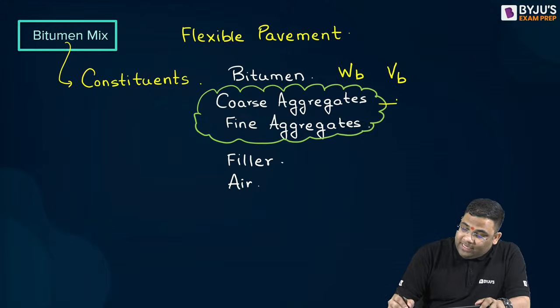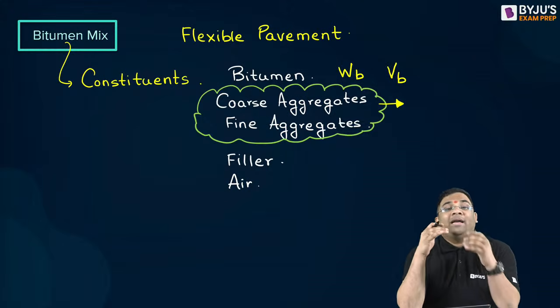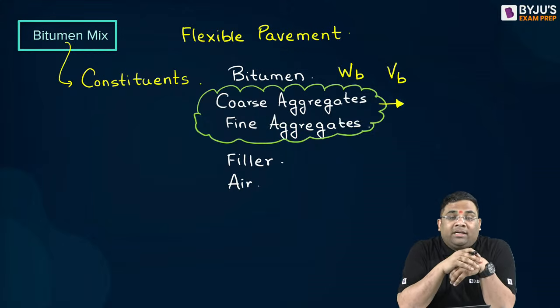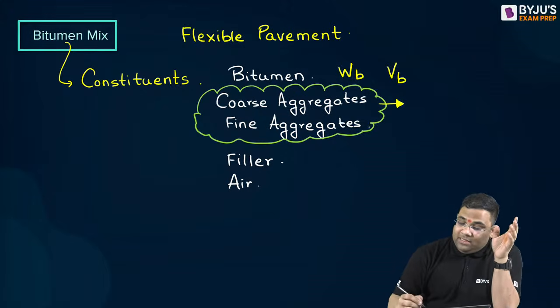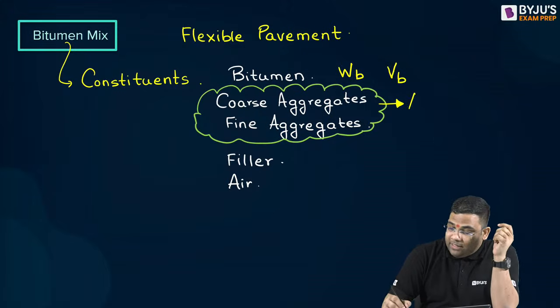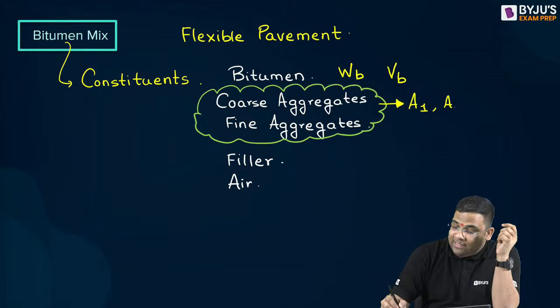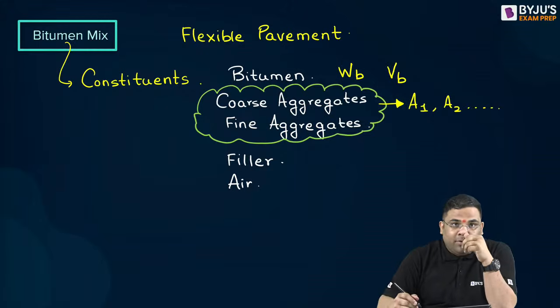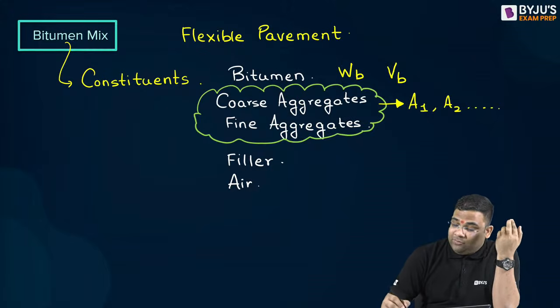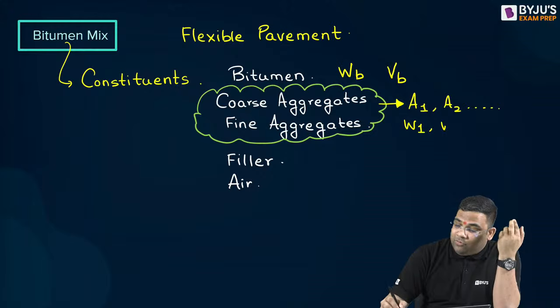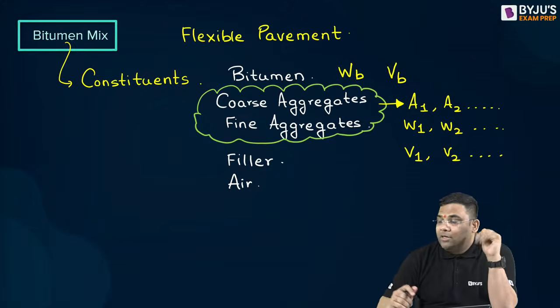Now this coarse aggregate and fine aggregates, there might be different types of aggregates, coarse aggregate, different types of fine aggregates. Okay, this filler. So I will name them as what? A1, A2, A3, like this. I'll name them like that. Okay, and then I will say that their weights will be W1, W2, dot dot dot, and then their volumes will be V1, V2, dot dot dot, right?